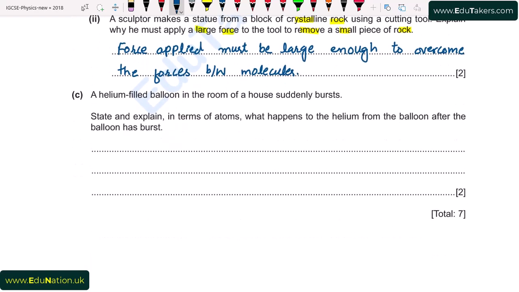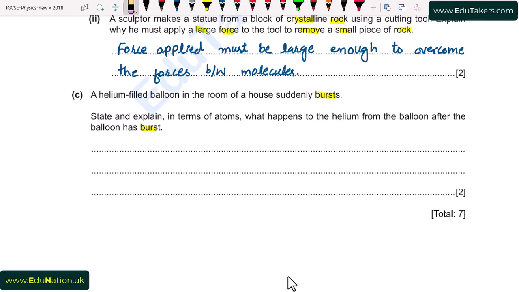Part 3. A helium-filled balloon in a room of a house suddenly burst. State and explain in terms of atoms what happened to the helium from the balloon after the balloon has burst. So we know that helium is filled inside the balloon, and when the balloon is burst, then the helium comes out and it diffuses because it collides with the air molecules. So it will spread and diffuse in all possible directions.